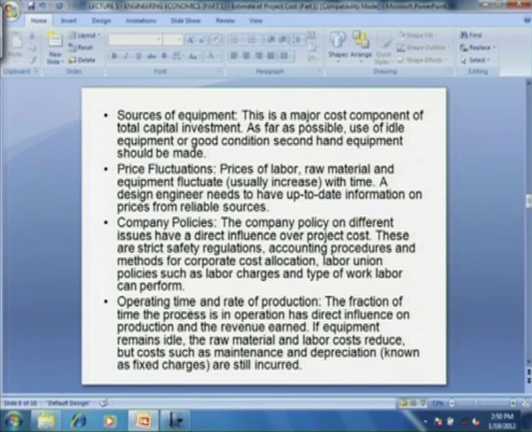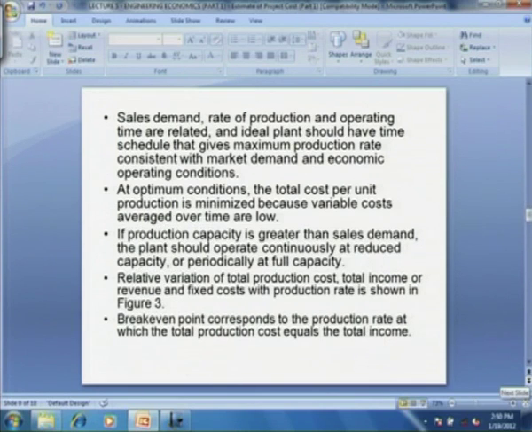Then next is the operating time of the project and rate of production. The fraction of the time the process is in operation has a direct influence on production and the revenue that is generated. If the equipment remains idle, the raw material and labor costs reduce. However, fixed costs such as maintenance and depreciation are still incurred. These are known as fixed charges, and therefore one has to have optimum utilization of the equipment as possible.